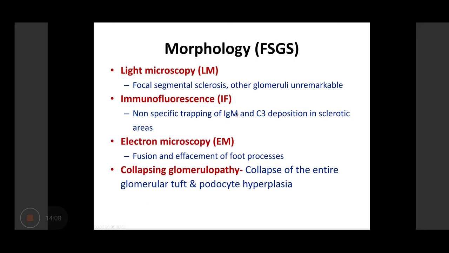On morphology, what will you see? On light microscopy, you will see the classical lesions of focal and segmental glomerulosclerosis, which I have already described. On immunofluorescence, there is non-specific trapping of IgM and C3 deposits in the sclerotic areas. On EM, again, this is the podocytopathy, that is a disease involving the podocytes, and it shows fusion and effacement of foot processes.